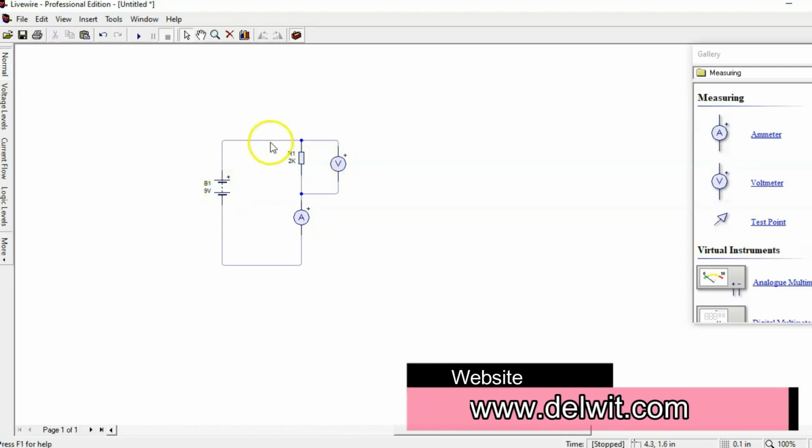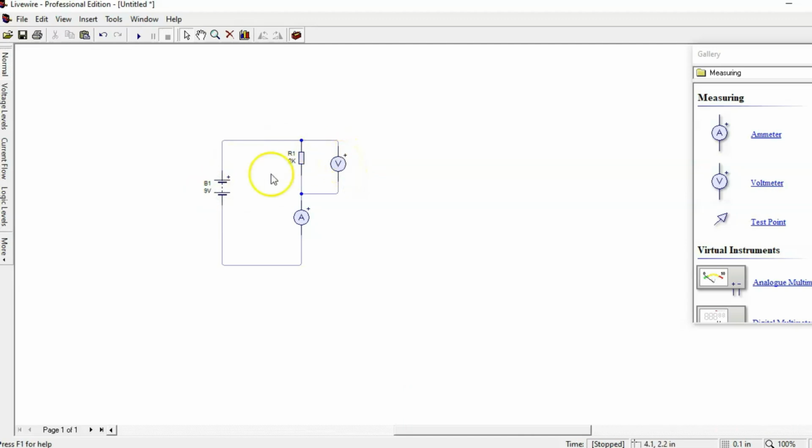So definitely the voltage here is the same as the voltage here. So the voltage here is supposed to be this 9 volts. So we see whether our voltmeter is going to give us 9 volts.